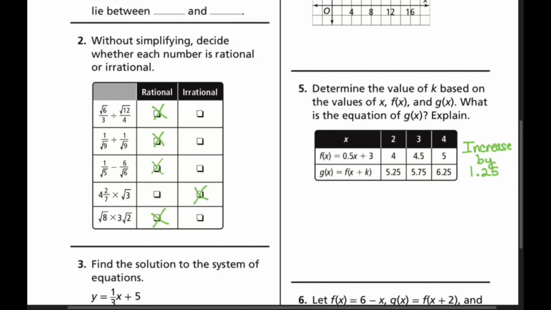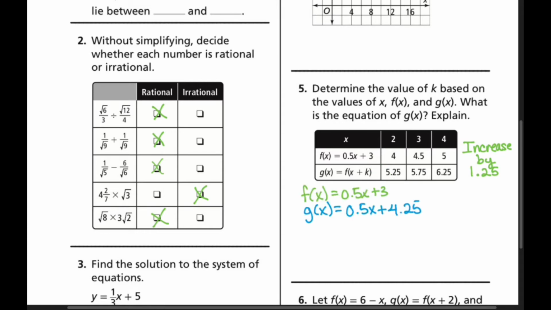All right, we're gonna go over to number 5. So again, just like the previous question that was similar to this in the other packet, we have to see how the y values change for each of the two equations. So we have 4 increasing to 5.25, 4.5 increasing to 5.75, and 5 increasing to 6.25. So it's probably easier to look at these two columns, and you can easily see they just added 1.25 each time to the y value. So we're going to add 1.25 to our y value from our original equation.